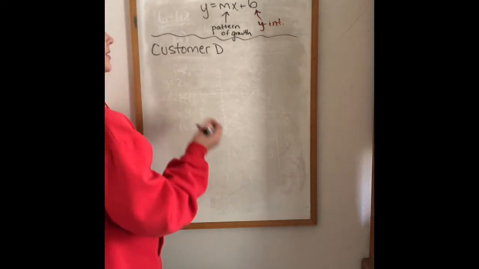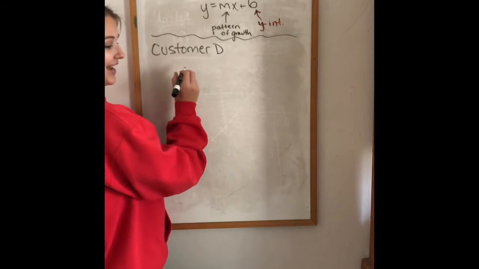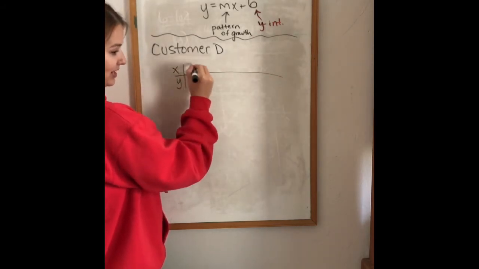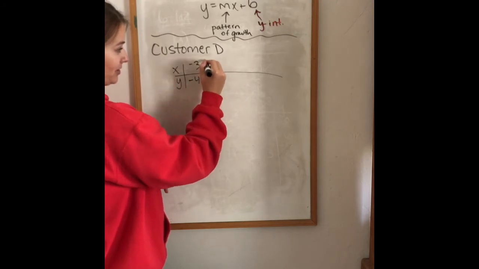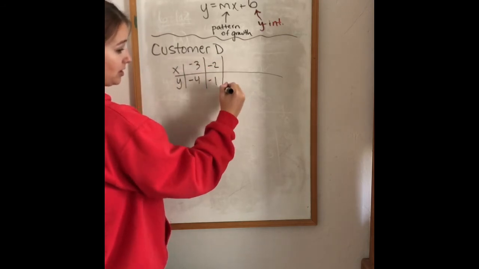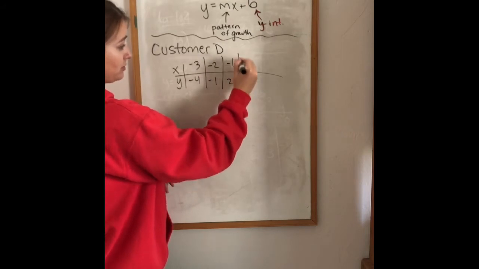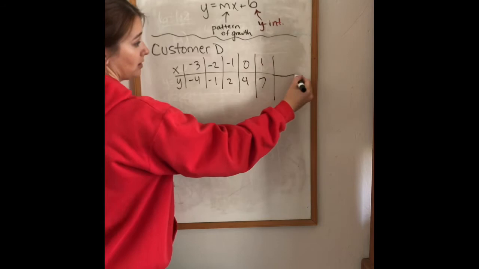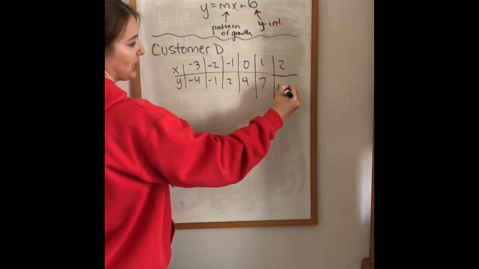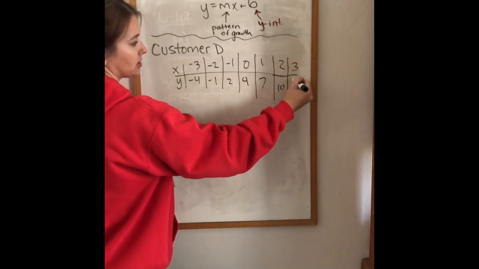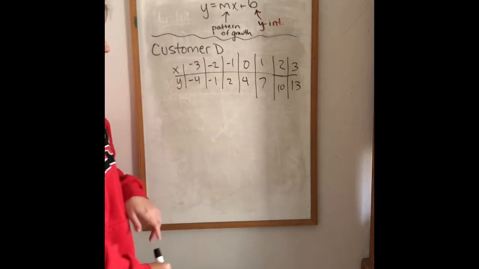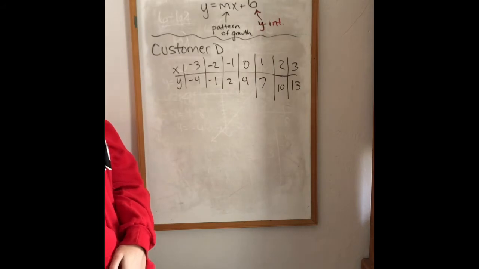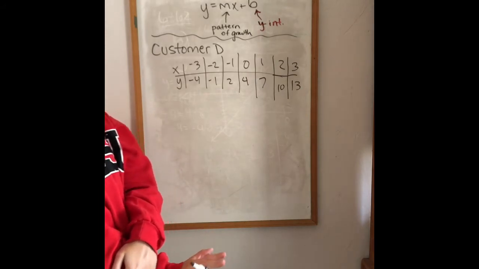Okay, Customer D has a table that looks like this. So we have (-3, -4), (-2, -1), (-1, 2), (0, 4), (1, 7), (2, 10), and (3, 13). So there's the table. And this, oh, it doesn't even give us a rule. It doesn't even give us a graph.